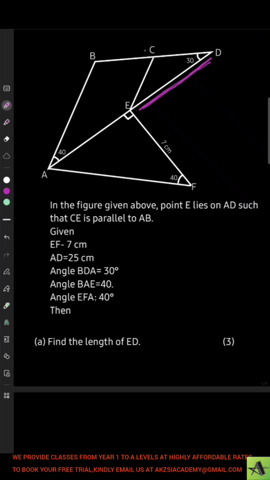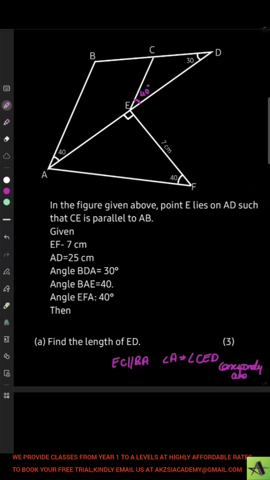One thing I can say, because these two are parallel, this one and this one, and this is a transversal, that makes this angle 40 degrees as well by corresponding angles. So I can say this angle is 40 degrees as well. That will help me in finding this. How do I get to know? Because EC is parallel to BA. Hence, angle A is equal to angle E, which is angle CED, because of corresponding angles.